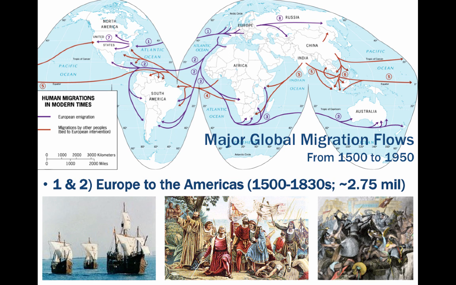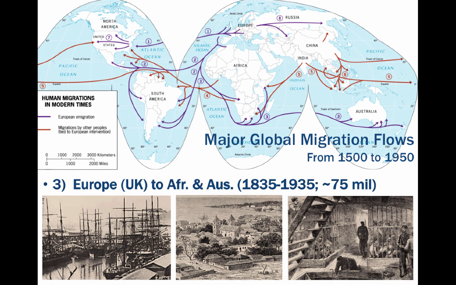Emigration from Europe began slowly. Before the 1830s, perhaps 2.75 million Europeans left to settle overseas, and that can be seen in migration streams numbers 1 and 2. Europeans also went to North America, Australia, New Zealand, and throughout Africa. The rate of European emigration increased sharply between 1835 and 1935, with perhaps as many as 75 million departing for colonies in Africa and Asia, and for economic opportunities in the Americas.